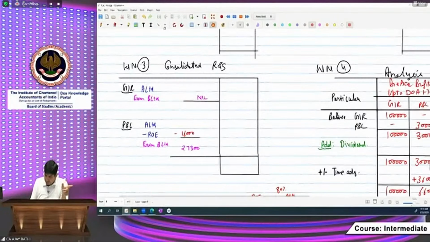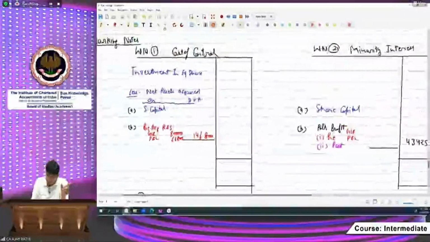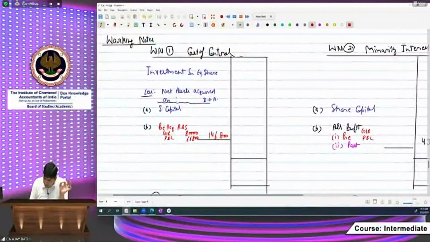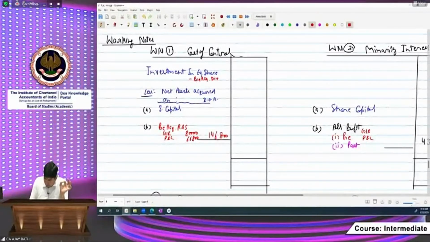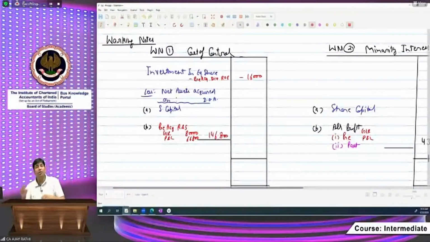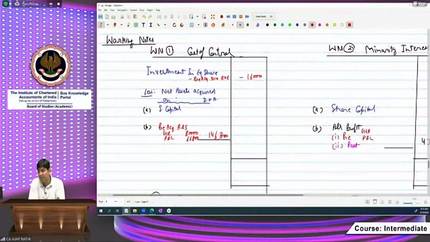And also one more thing is there, that is the investment account balance has not been credited. So for the rectification of pre-acquisition dividend, we have to reduce that 16,000 from here first. Only then we will be able to find out the correct balance of investment that must be in the balance sheet of the holding company. So I have done this rectification. Now let me know, beta, whether up to this everything is okay.